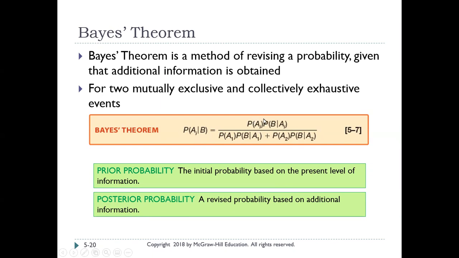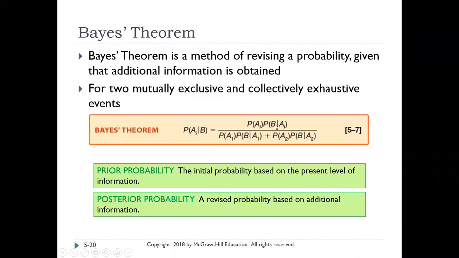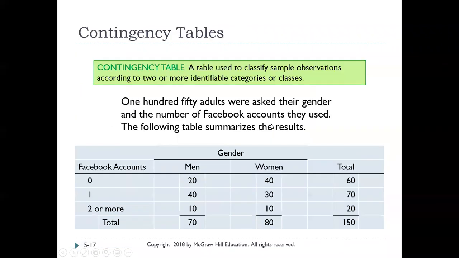So the first thing we need to find is, what's the probability of female? Well, that's not so hard, right? The probability of being female is going to be 80 over 150. And then the probability of B, meaning no Facebook, given female. So the probability of no Facebook given female is going to be 40 out of 80. Of women, there are 80 of them. What's the probability of having no Facebook? That's 40 out of 80, so the probability is going to be 0.5.